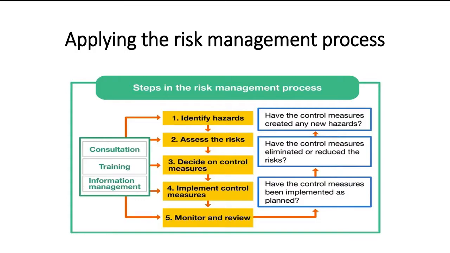Applying the risk management process. The steps in the risk management process are as follows. 1. Identify hazards. 2. Assess the risks. 3. Decide on control measures. 4. Implement control measures. 5. Monitor and review.